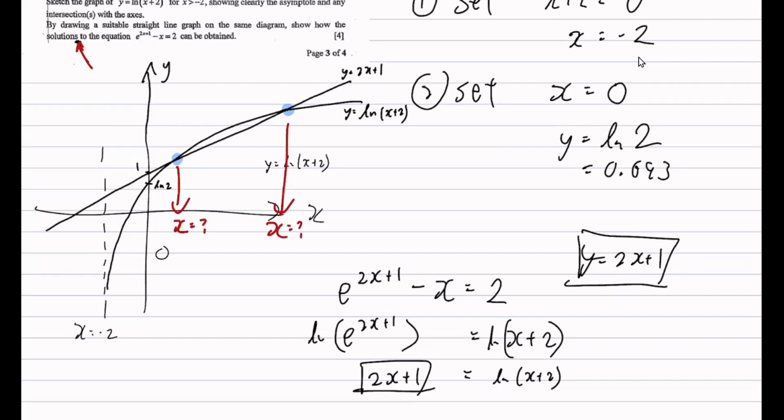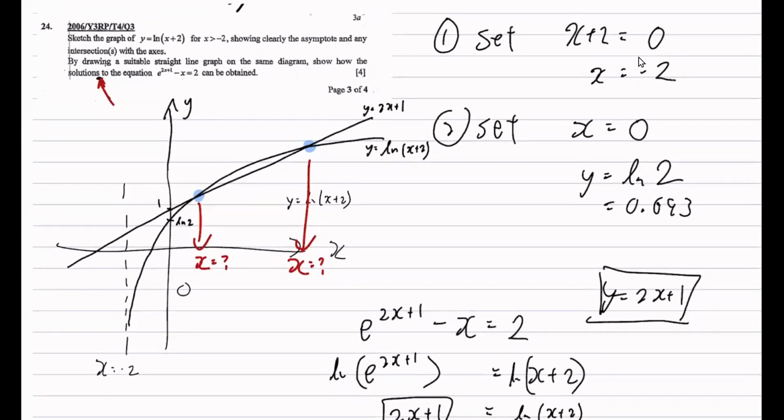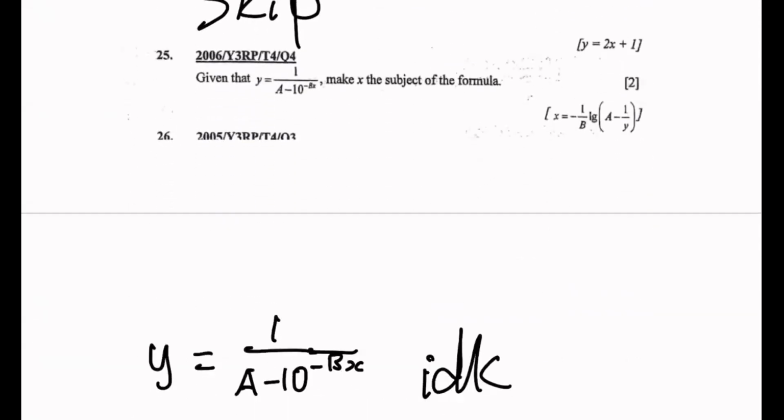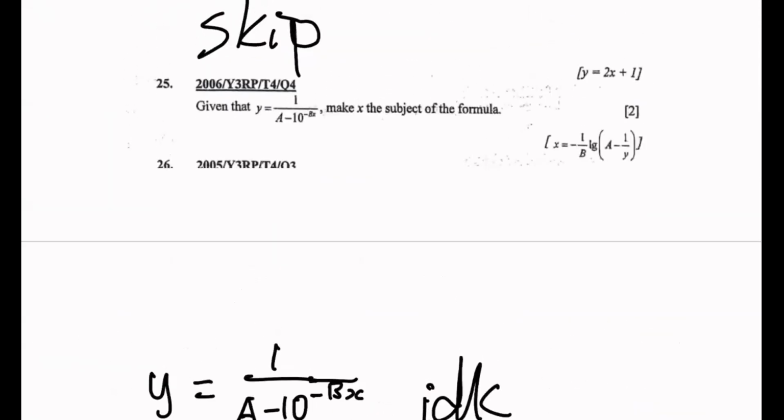You can use software to help you to find. Okay, that is question 21 done already. Sorry, 24. Let's move on to the next question. So 24 all the way to 30 we have never done. Okay, let's do that. Question 25. What do we want? We want x as the subject. Okay, let's go.